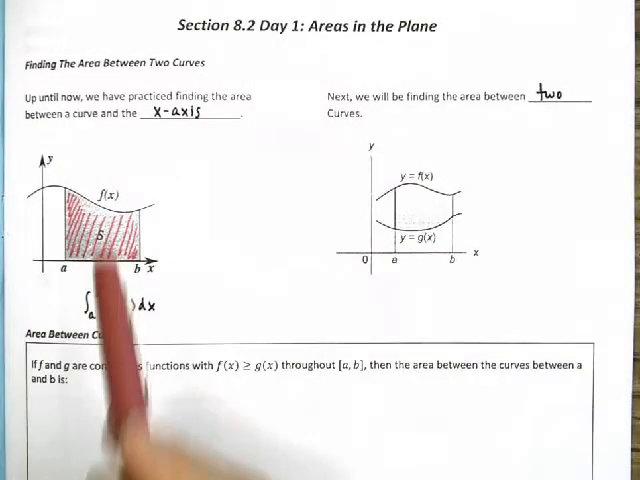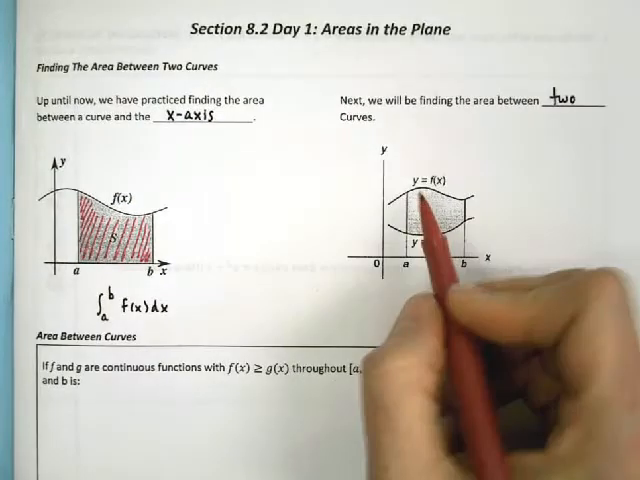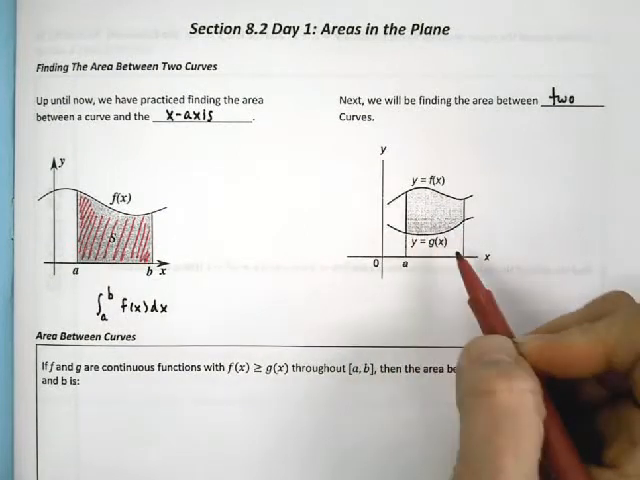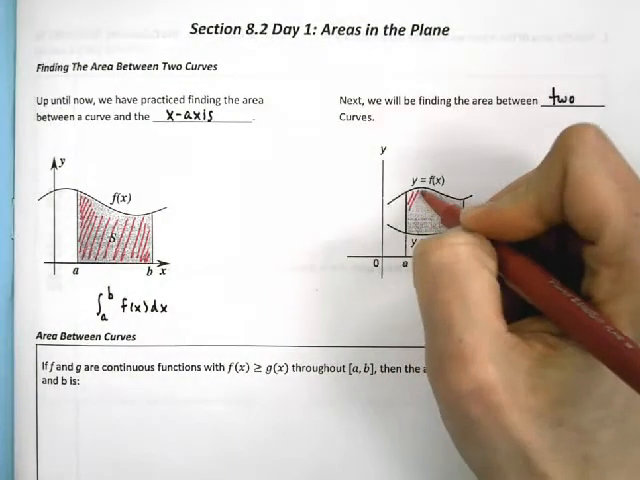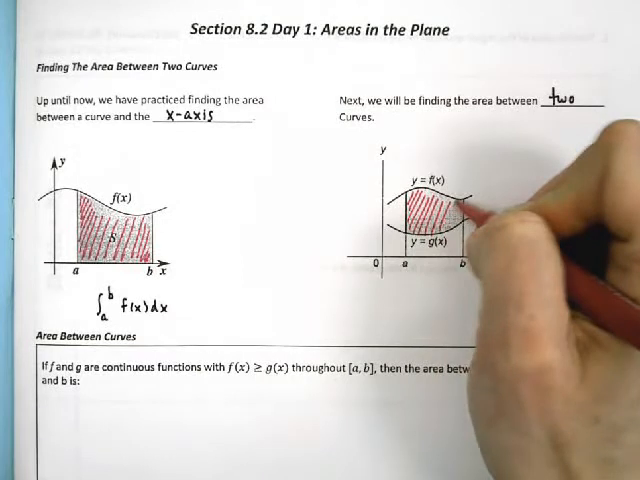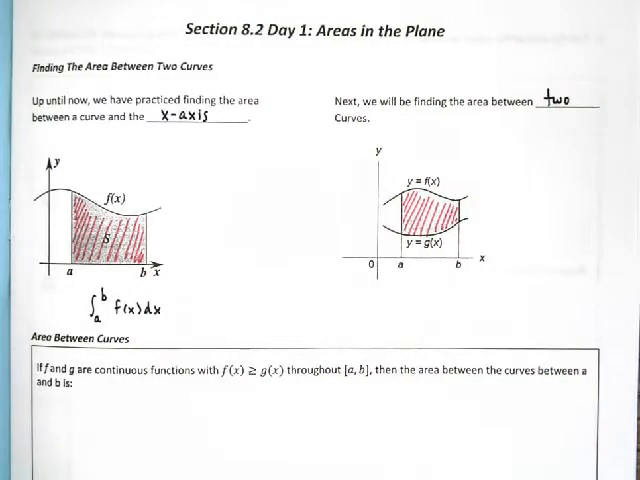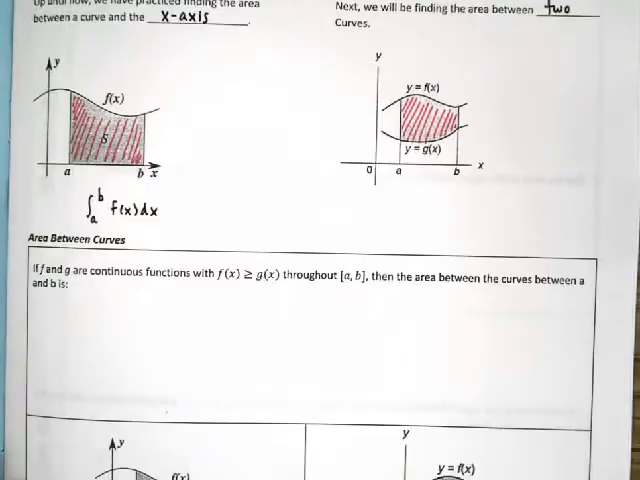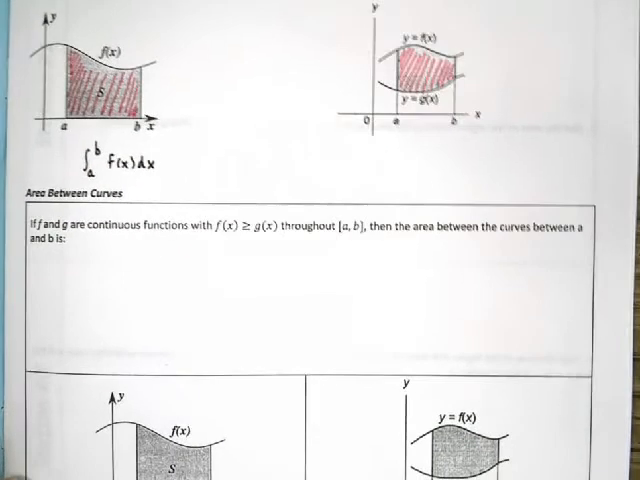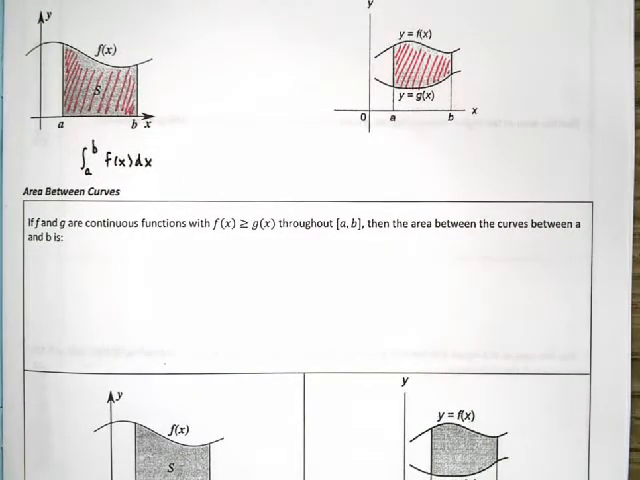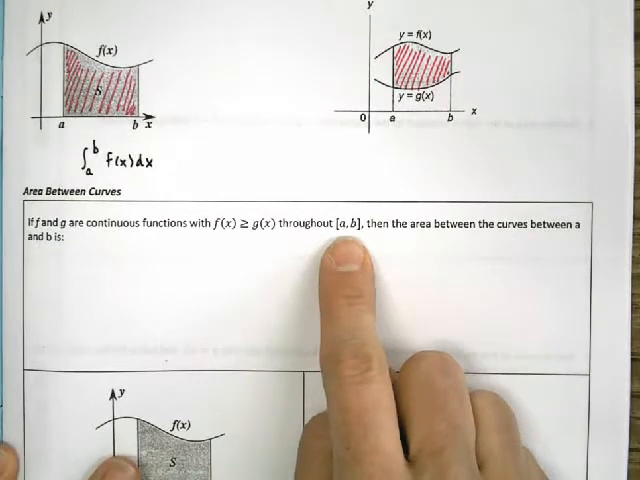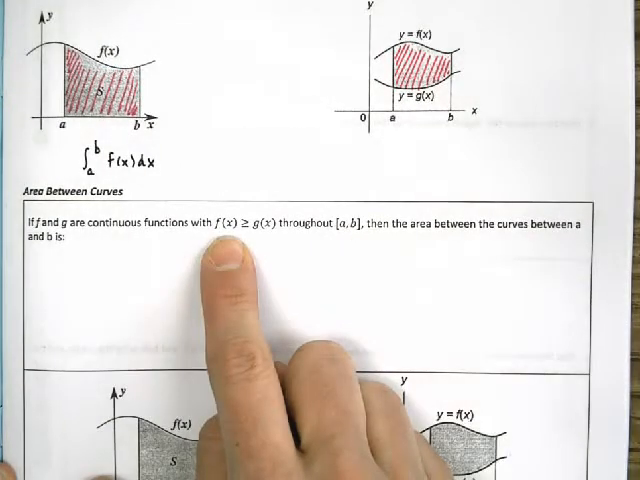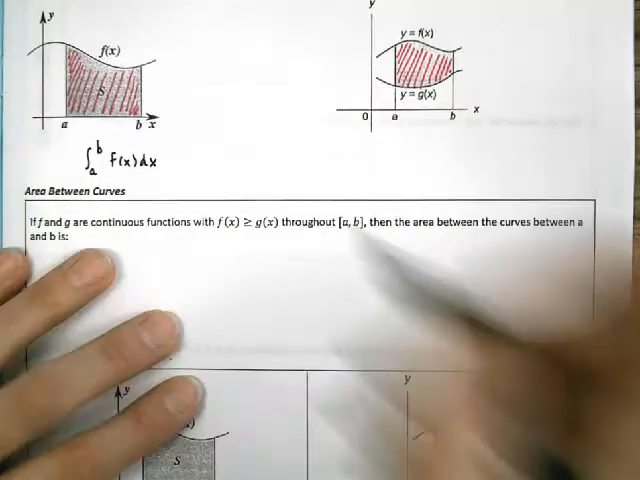So now instead of going between the curve and the x-axis, we're actually taking two curves, in this case f of x and g of x, and I want to know about the area that's trapped in between. So here's how we're going to do it. First of all, if we have f and g, if they are continuous functions with f of x greater than or equal to g of x throughout the interval from a to b, means f of x is always on top of g of x.